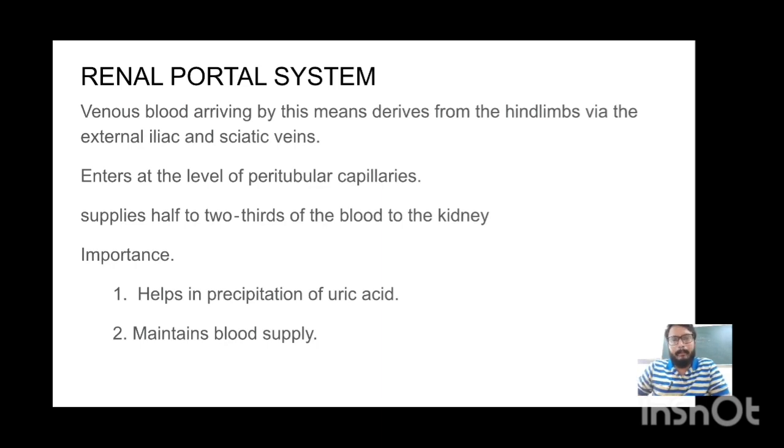Secondly, it helps in the maintenance of blood supply to the kidneys. That is, arginine vasopressin, which is the ADH in the case of birds, or angiotensin 2, have an effect on the afferent arteriole and efferent arteriole. They can constrict the efferent and afferent arterioles. Whenever they are constricted, there is every chance of decreased blood supply. So this is maintained by an extra blood supply from the renal portal system.